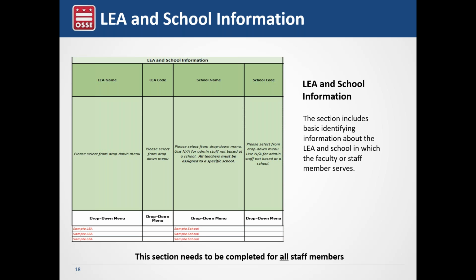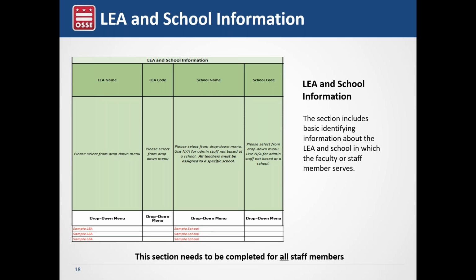The school name and school code should be provided for everyone unless they work at the LEA level. So we know, if you have a larger LEA, you might have a central office where that person is working and they're not assigned to a school. That's fine. Just put NA in the school name and school code for that person.